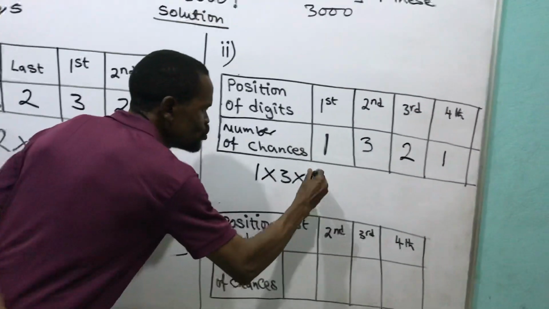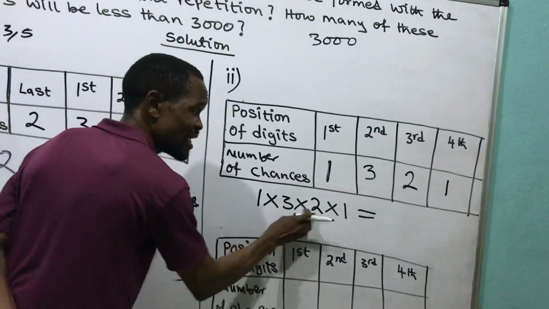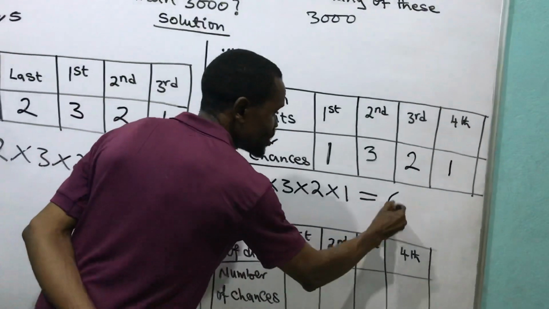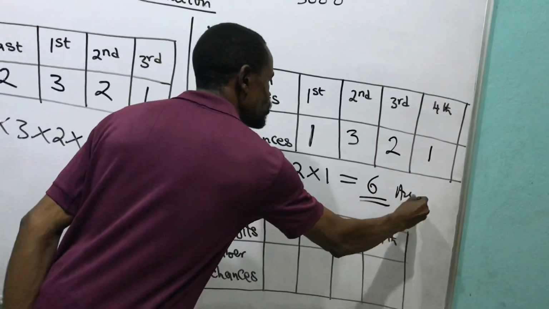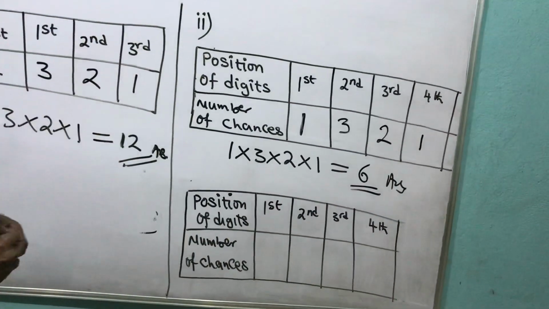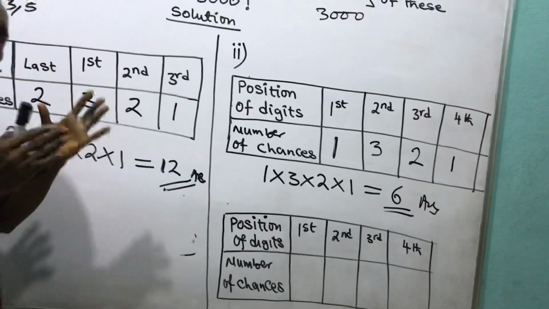So the number of ways of doing that will be 1 times 3 times 2 times 1. And the answer is 1 times 3 will give me 3, times this will give me 6. 6 digits. That's my answer. So the answer for the second question is 6 digits. Then now, out of the question they asked us, let me add another question.